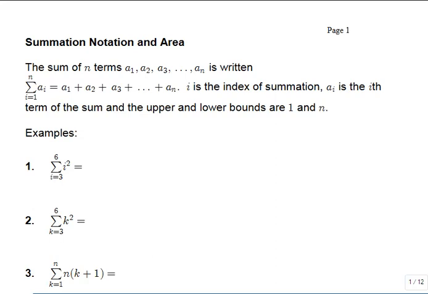Welcome to the video lecture on summation notation and area. Let's start by talking about summation notation.